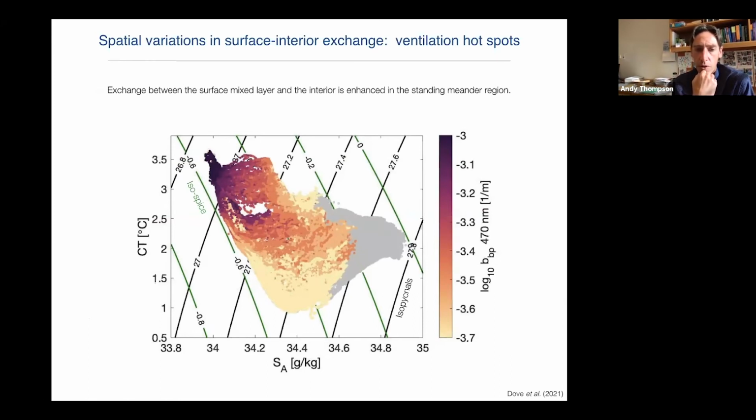So this is temperature on the y-axis, salinity on the x-axis. There are density and lines of constant spice on here as well. But I'm plotting here the temperature salinity distribution colored with the strength of the optical backscatter. And so you see at warmer waters, which is north of the polar front, you have higher backscatter.